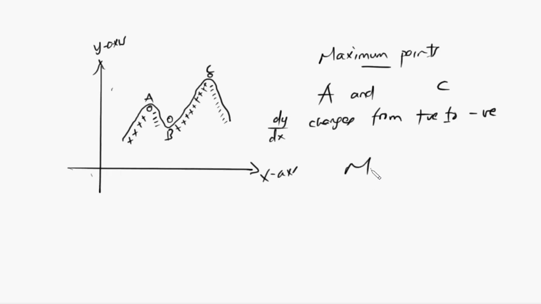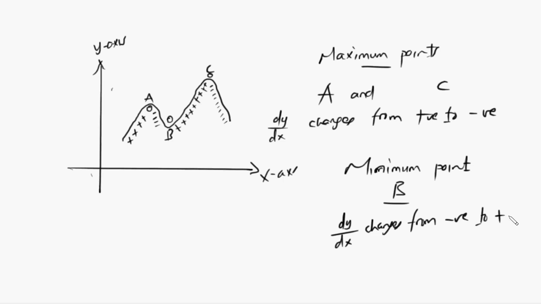But at the minimum point, which is that point B, okay? The derivative now, dy dx, it changes from negative to what? To positive, like this. So it's from negative to positive. So if you want to know a maximum point, you look at how the derivative changes from where to where. And if you want to know a minimum point, how the derivative changes from where to where.